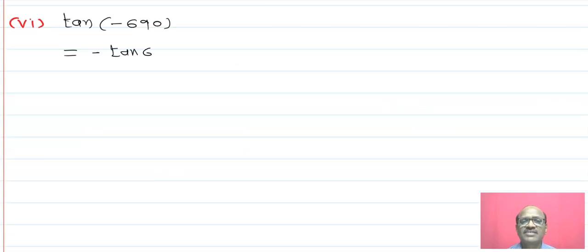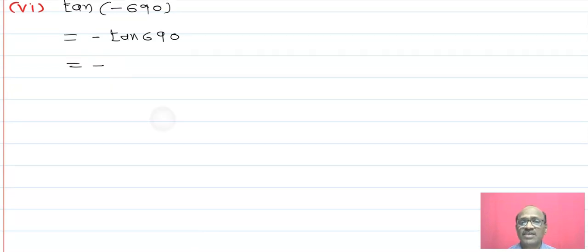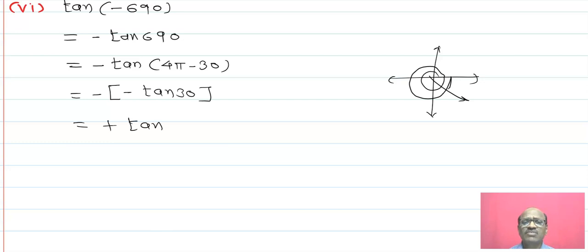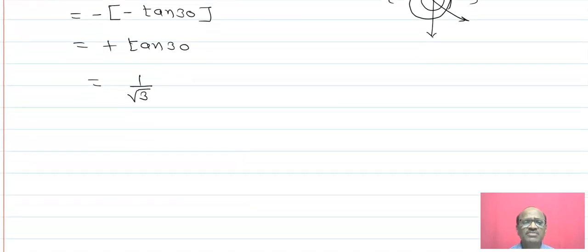Tan of minus 690. Now whenever there is tan of minus theta, it is minus tan theta. Now the angle 690 can be written as 4 pi minus 30. 4 pi means what? 720. Again this is 4 pi minus 30. It comes in the fourth quadrant. In the fourth quadrant tan is negative, and now first negative and this second negative become positive, and the value of tan 30 we know is 1 upon root 3.